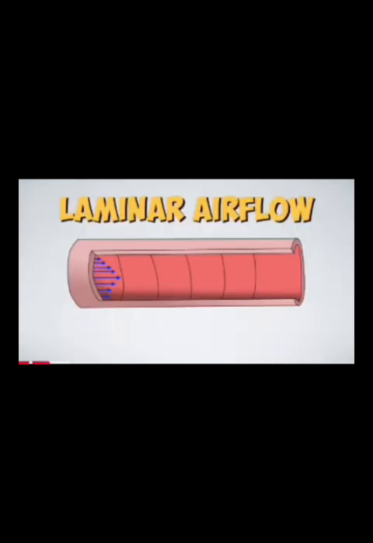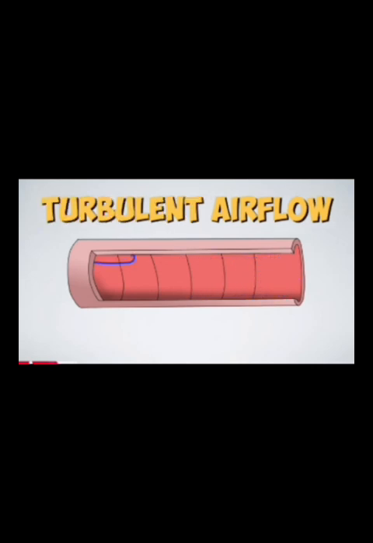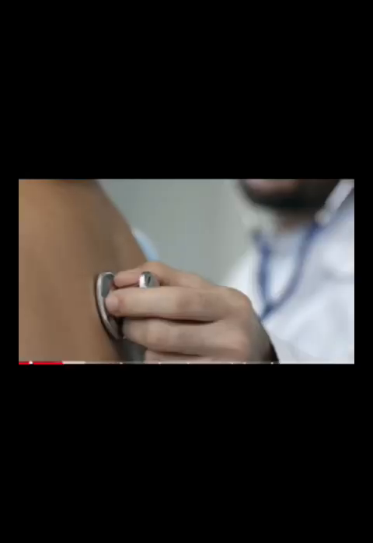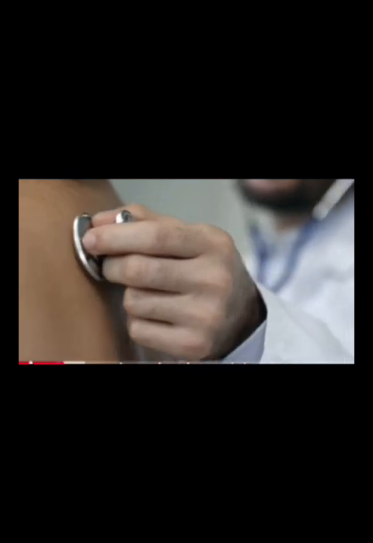It is important to understand that lung sounds are produced by variations in airflow. Laminar airflow is uniform in velocity and direction and produces no sound. Turbulent airflow, on the other hand, is chaotic in velocity and direction and produces audible vibrations which can be heard through the patient's chest wall with a stethoscope.